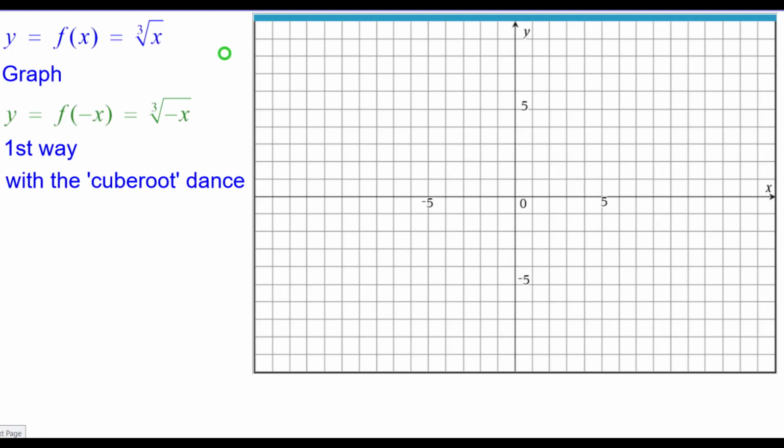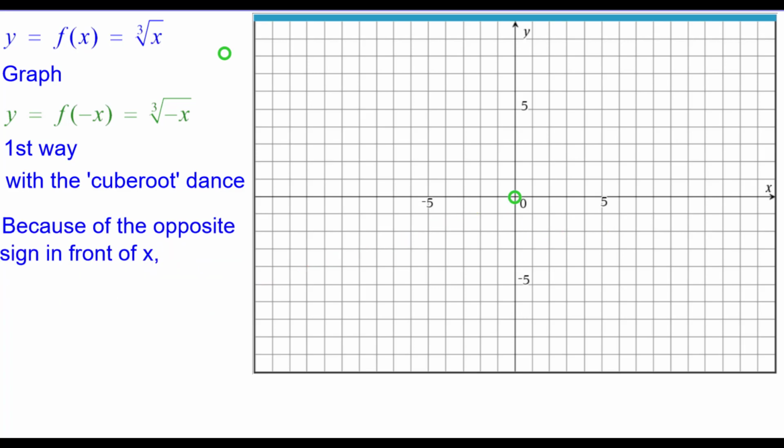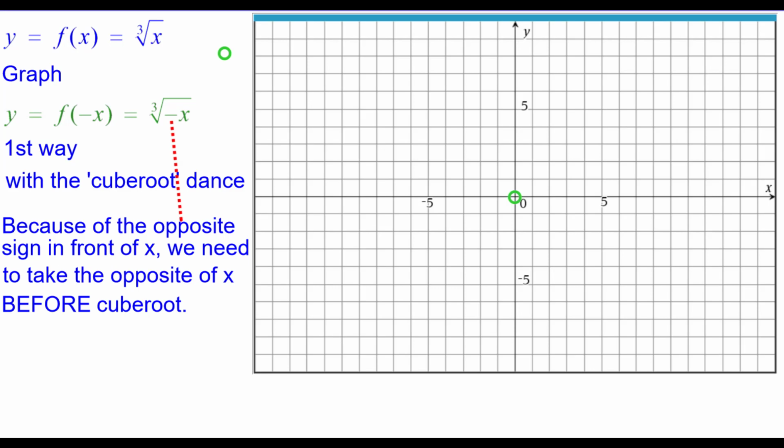The first way is with what we call the Cuberoot Dance. Normally we start at the origin, and since the opposite of 0 is 0 and the cube root of 0 is 0, we will begin at that origin. Because of the opposite sign in front of x, we need to take the opposite of x before we take the cube root.